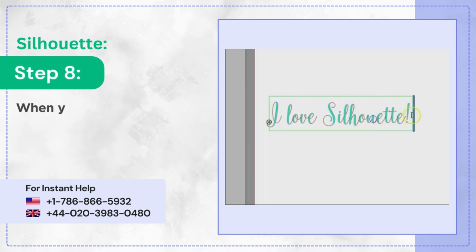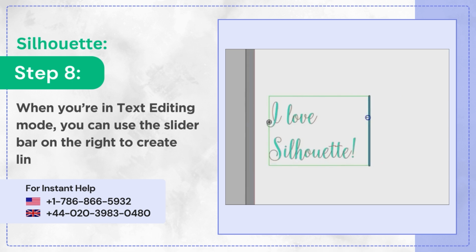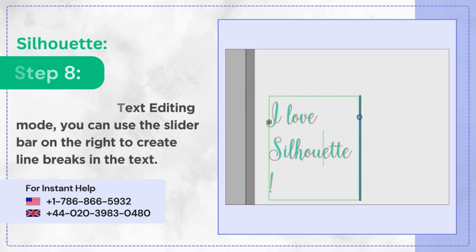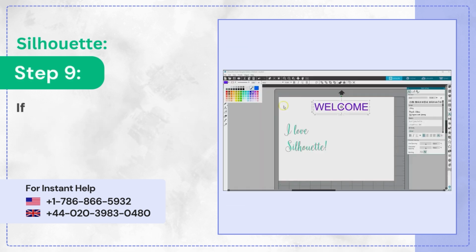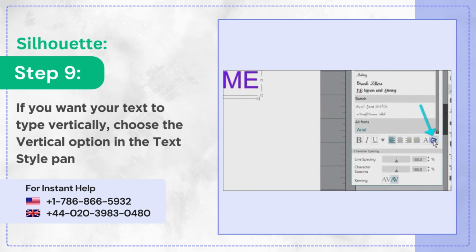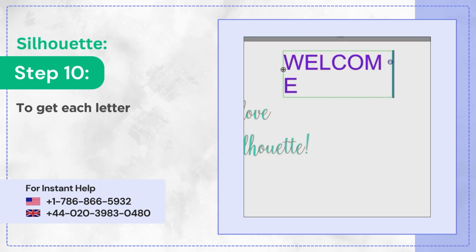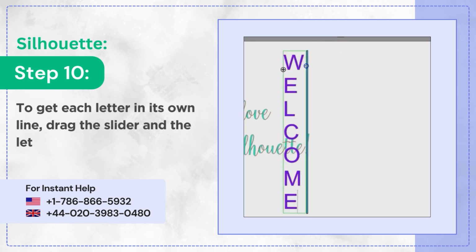Step 8. When you're in text editing mode, you can use the slider bar on the right to create line breaks in the text. Step 9. If you want your text to type vertically, choose the vertical option in the text style panel. Step 10. To get each letter in its own line, drag the slider and the letters will move down.